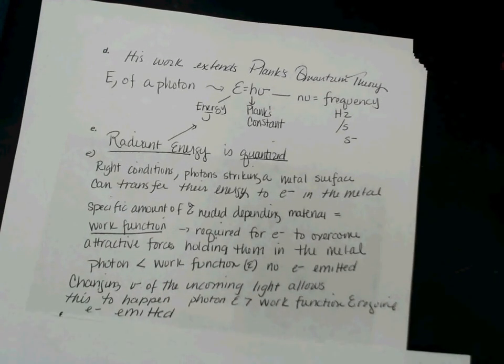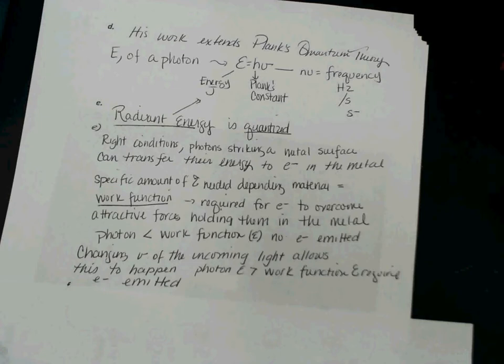As we look a little further, there's kind of a lot written down here. He also says that radiant energy is quantized, and under the right condition, if a photon strikes that metal surface, then it has the ability to transfer that energy into the metal. Each type of metal, if I think about all the metals on the periodic table, needs a specific amount of energy in order to have that electron jump and emit that light.